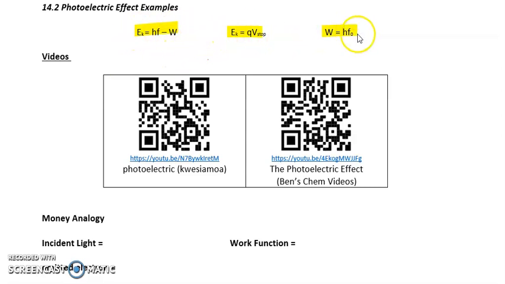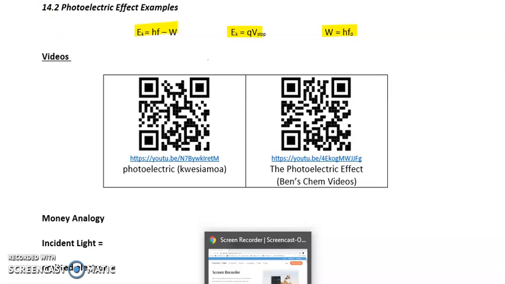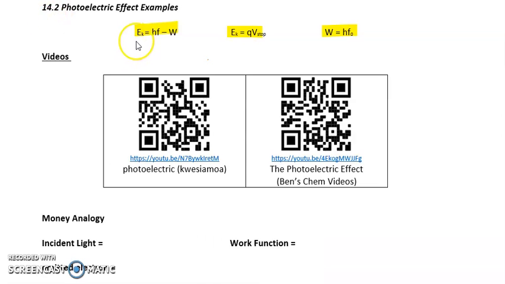There are three formulas found on your formula sheet. And so what we've got here, this is the kinetic energy of your electron. This is the energy of the photon. And this is the work function, or the phi.